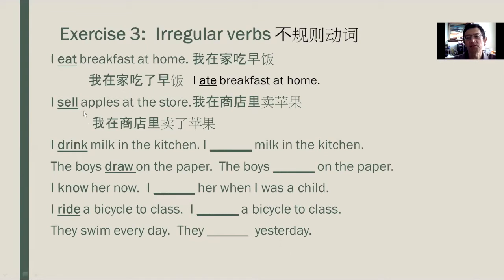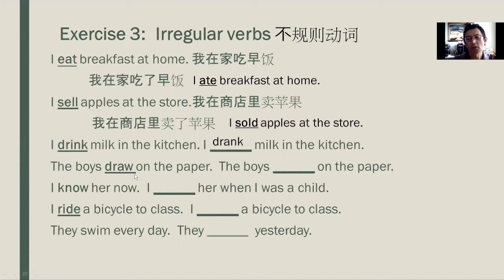The next one, I sell apples at the store. That is the present tense. What about the past tense? I sold apples at the store. The present tense of this sentence is I drink milk in the kitchen. I drank milk in the kitchen.